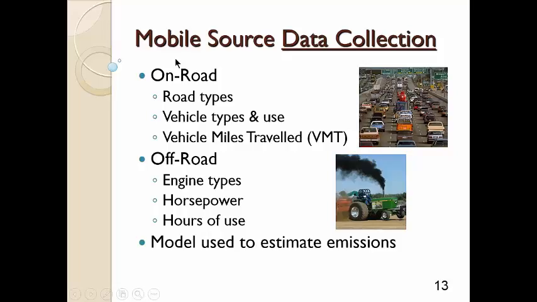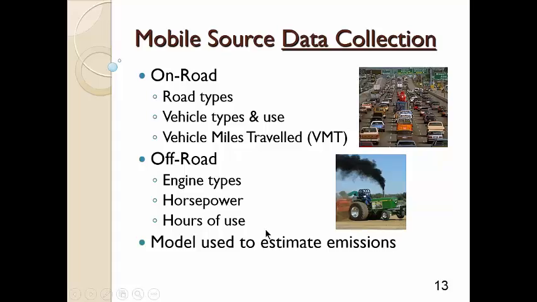Mobile source. So this is things that move around. There are two kinds of things that move around: things that move around on roads, and things that move around off-road. The on-road emissions include, in order to calculate the emissions, whoever is doing that calculation needs to know a lot of stuff, like the road type, the vehicle types and use, vehicle miles traveled. A lot of things go into estimating the huge emissions that come from all of our roads.